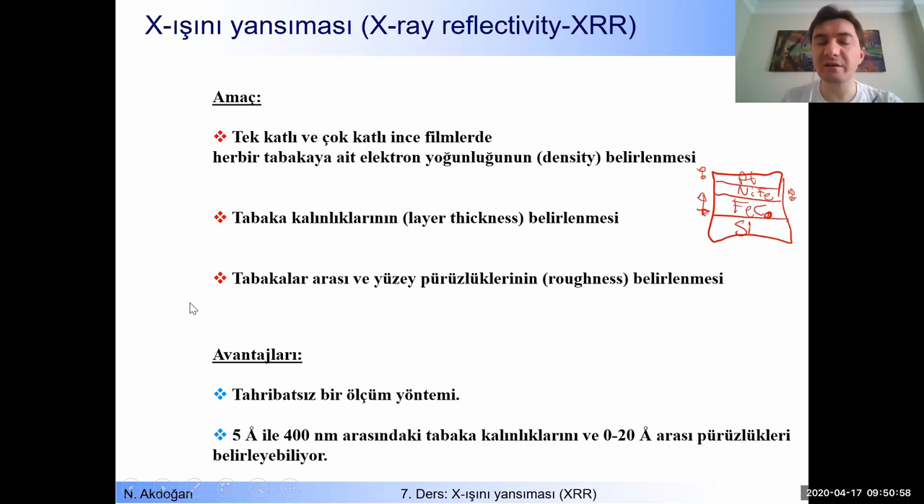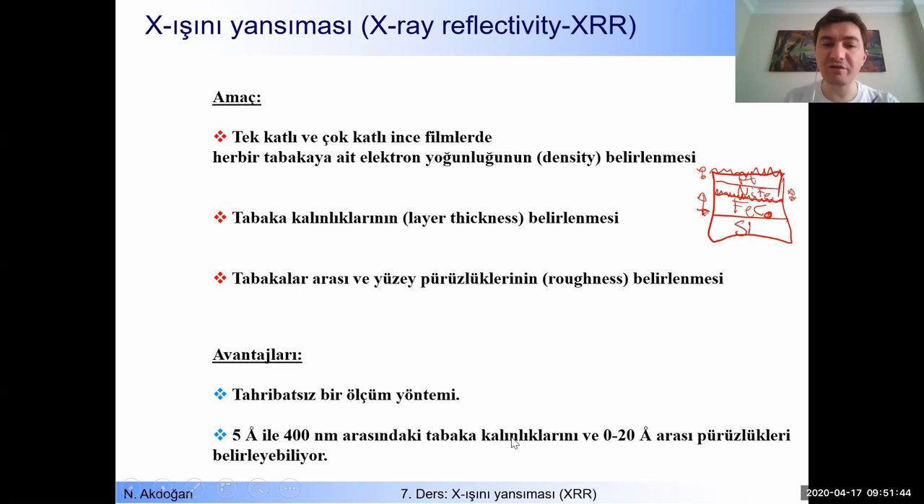The last one is the interface and surface roughnesses. So if you have roughness on the surface of the material, if you have roughness here at the interface, then you can get the roughness of the interfaces and the roughness of the surfaces of each layer. This is a very nice, very useful, very fast method. In addition to all these advantages, this method is non-destructive. So you characterize your material, and then you can use it for other purposes, okay? It is not destroyed.